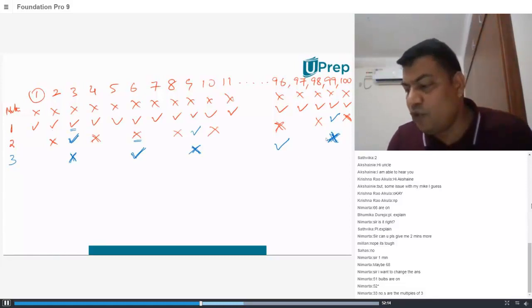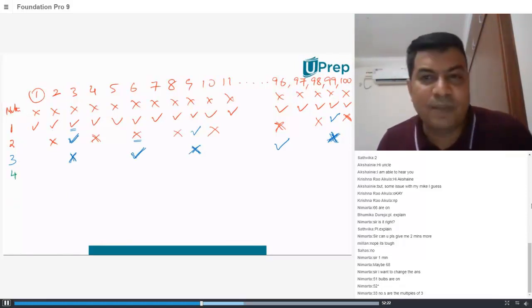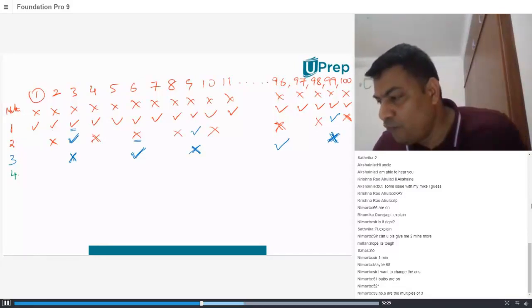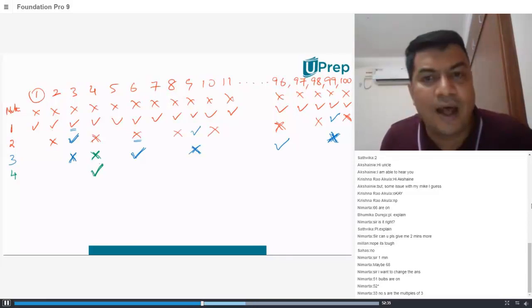Let's quickly do with 4 now. Let me change the color quickly. Use this green color, 4. Now, if you see with 4, what is the first multiple of 4? 4. So 4 here, it was off. Here also, there was no change in that. It will continue. But here now, he is going to make it on. Observe this. He's switching it on now.